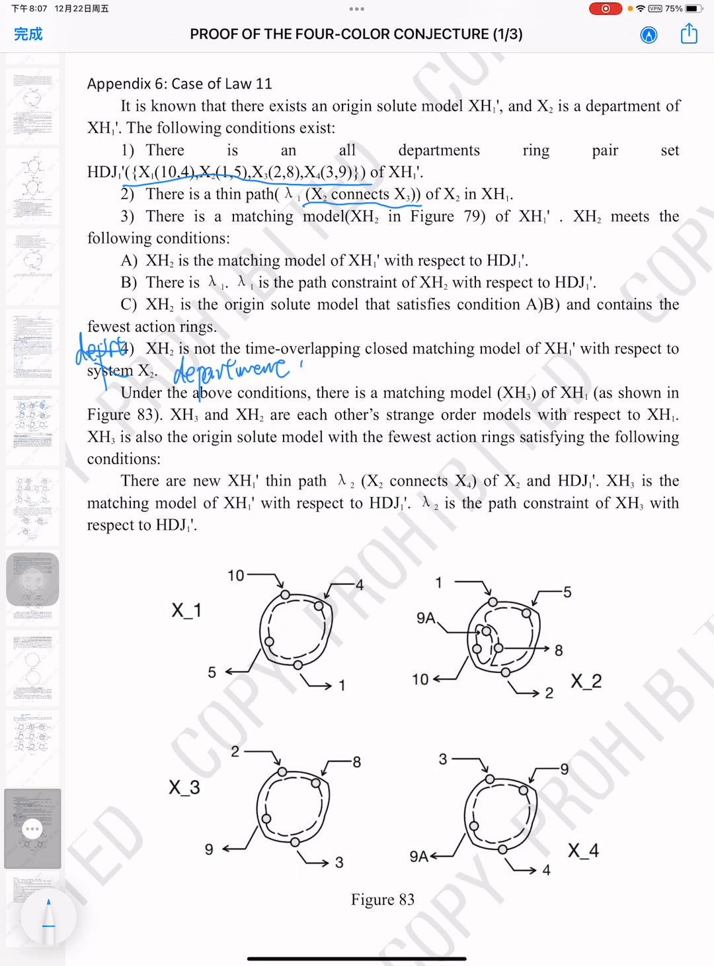department X2. Under the above conditions, there is a matching model XH3 of XH1 as shown in figure 83. XH3 and XH2 are each other's strange order models with respect to XH1. XH3 is also the origin absolute model with the fewest action rings, satisfying the following conditions. There are new XH1 apostrophe sine path lambda 2. X2 connects to X4 of X2 and HDJ1 apostrophe. XH3 is the matching model of XH1 apostrophe with respect to HDJ1 apostrophe. Lambda 2 is the path constraint of XH3 with respect to HDJ1 apostrophe.